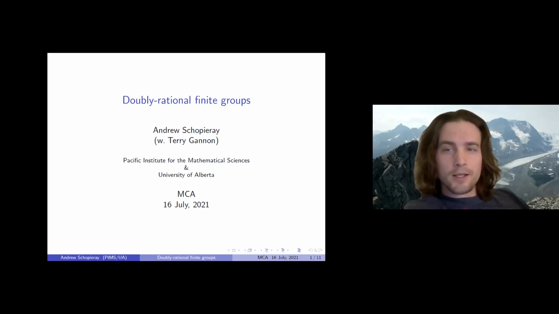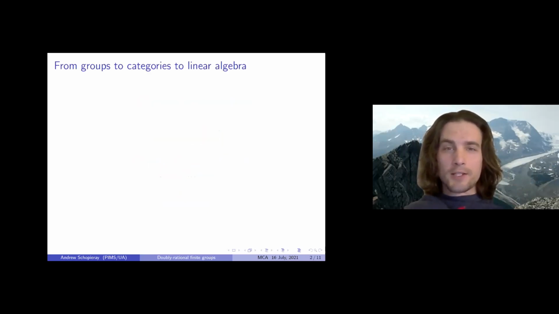What I want to talk about today is a topic that sits at an intersection of actually 3 other projects that I'm working on, and it seems to be the most fun aspect of them to talk about. And so that's why I've chosen this topic. It's very straightforward to explain, and hopefully most people can get something out of the talk. So our topic starts with finite groups.